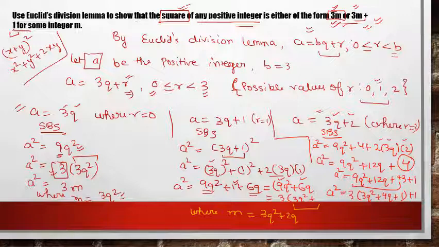Now we can say that a square is 3m plus 1, where m is what? M is this whole thing, 3q square plus 4q plus 1. Hope you have understood this. Now take one more example, and that will be the most important question which we can consider.